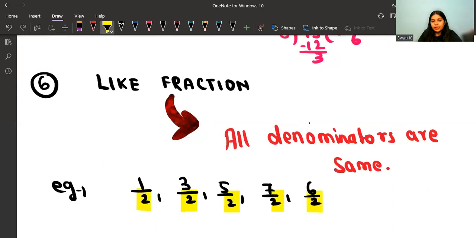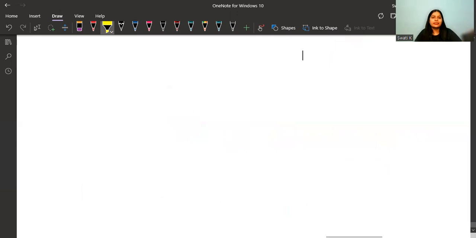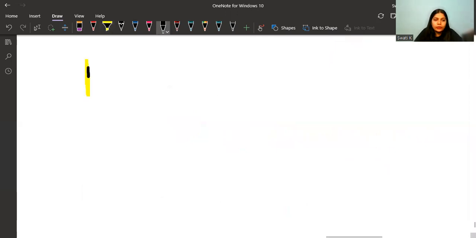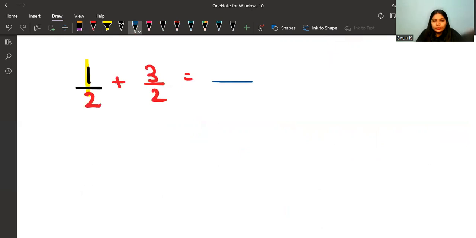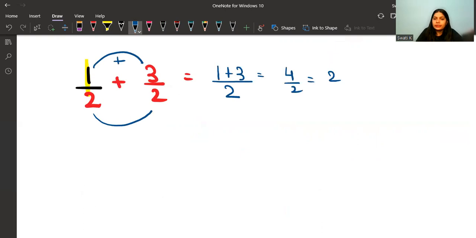Very simple. Now let's understand how we can add and subtract like fractions. For example, I have here 1 over 2 plus 3 over 2. Adding like fractions is very simple. You just write down whatever is in the denominator as it is, and you simply add the numerators. So 1 plus 3 is 4. So the answer is 4 by 2. If you simplify, you'll get the answer 2, which is the same as 2 by 1.